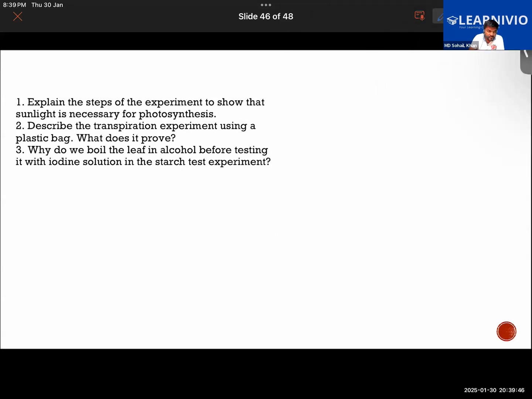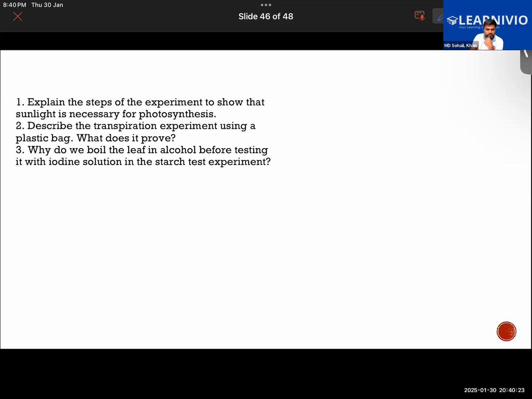So the first question is, explain the steps of the experiment to show that sunlight is necessary for photosynthesis. Remember the two potted plants we have taken, Halima? Yes, sir. Like we put one plant in the dark room and the second plant in the open area.